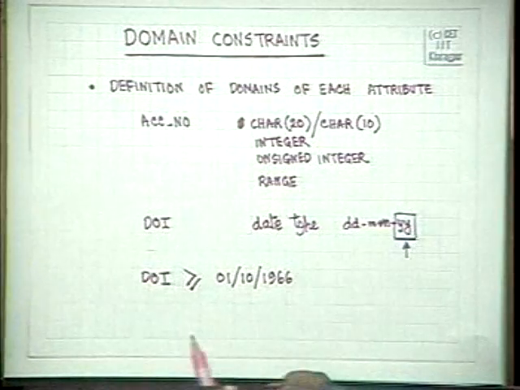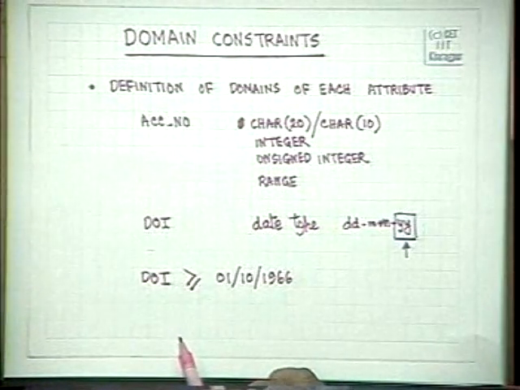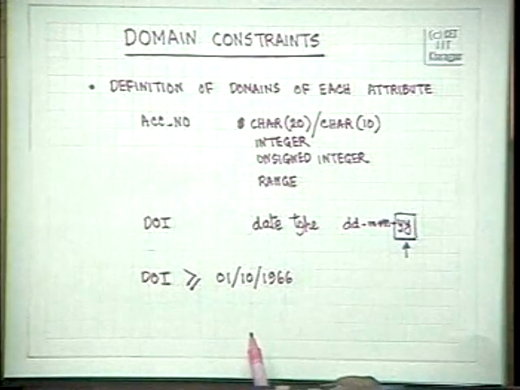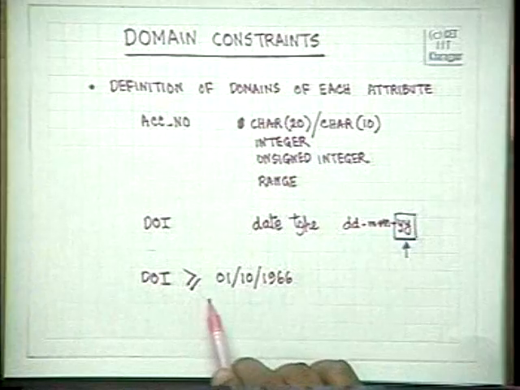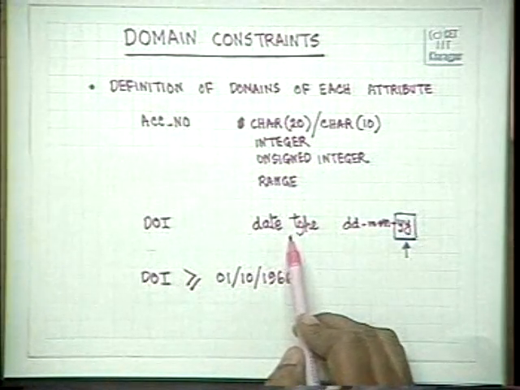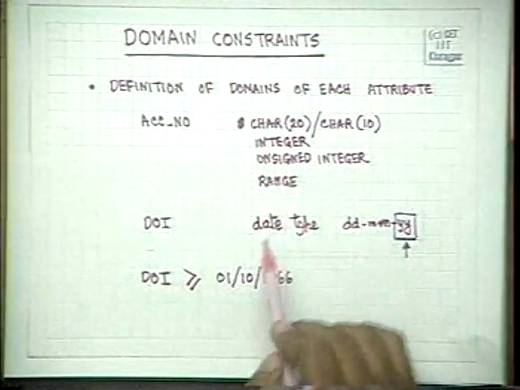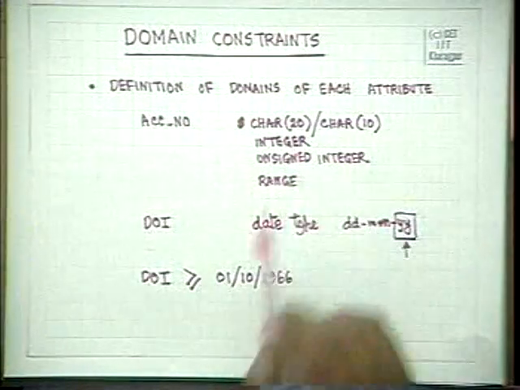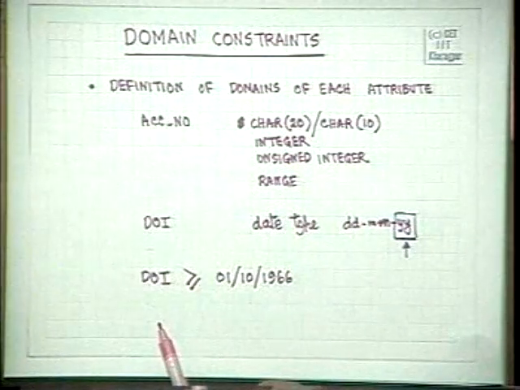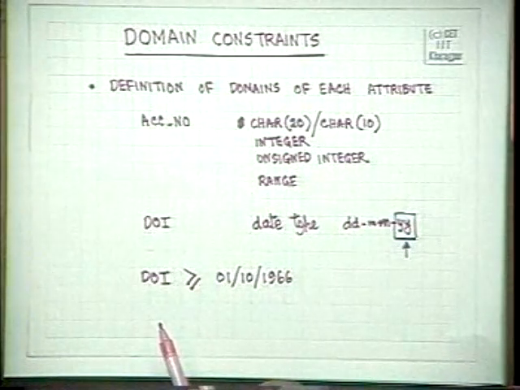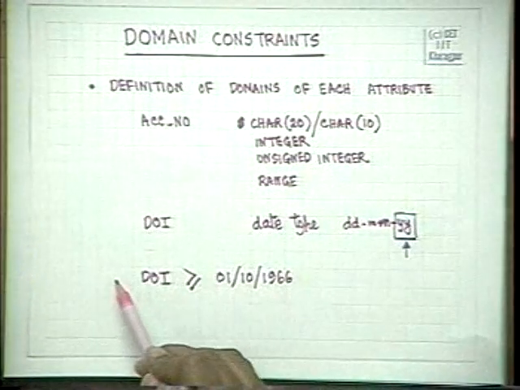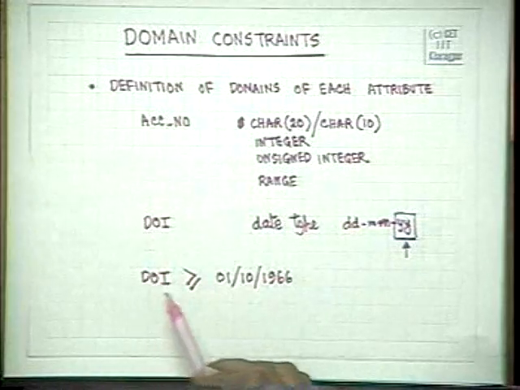Somebody puts in a date of issue which is absolutely atrocious. It may be a date, but it may be an atrocious date. And we may not always be able to put them in the range. If we can put them in the range, then it is fine. Otherwise, we may not be able to. Alright. So, an added constraint on the domain of date of issue can be put like this.